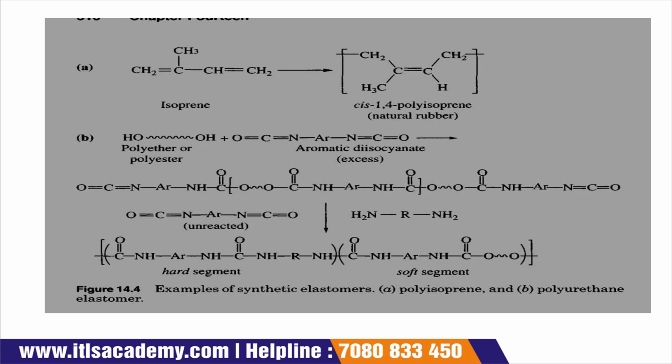Okay, come to the next slide. See, this is your isoprene. Here, cis-1,4-polyisoprene is your natural rubber. Here this is your polyether or polyester. Then it is combined with an aromatic diisocyanate in excess. Then it will ultimately convert into a hard segment and a soft segment. This hard segment is unreactive. These are examples of synthetic elastomers, polyisoprene and polyurethane elastomers. This is your hard one, like polyisoprene, and the soft one is your polyurethane elastomer.